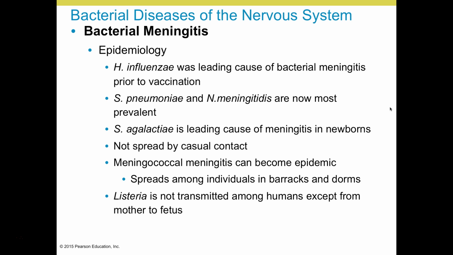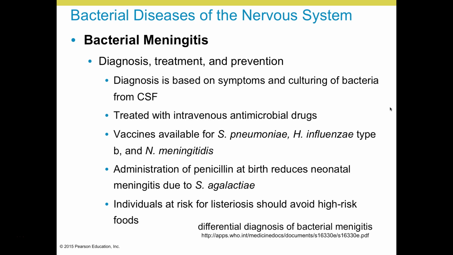Meningococcal meningitis can become epidemic because it is spread among individuals in barracks and dorms, and that happens a lot lately through students that share dorms, for example, in universities or colleges. Listeria is not transmitted among humans except from mother to fetus.